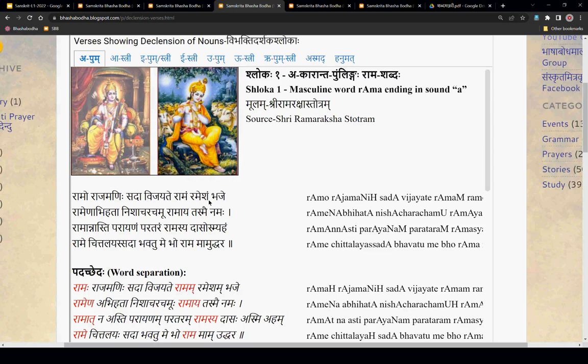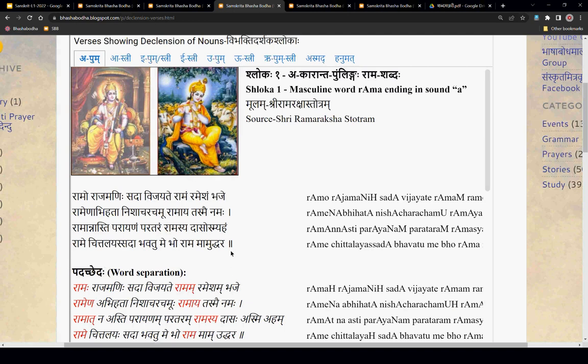Ramesham, it's a makara. So there is no makara here, right? There is an anuswara, so it should be pronounced as anuswara. The anuswara can be pronounced as a continuous pronunciation, like Ramam Ramesham Bhaje. Like that. Okay?